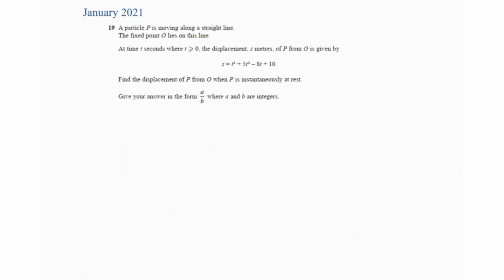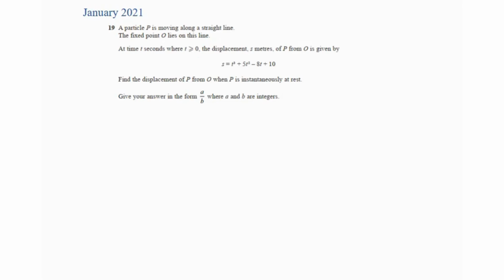Then the next type of question says that a particle P is moving along a straight line. The fixed point O lies on this line. At time t seconds, where t is greater than or equal to 0, the displacement s meters of P from O is given by s equals t to the power of 3 plus 5t squared minus 8t plus 10. We have to find the displacement of P from O when P is instantaneously at rest. Give your answer in the form A over B, where A and B are integers.